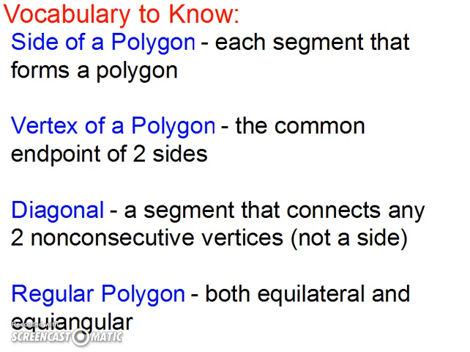Some vocabulary to know. The side of a polygon is each segment that forms a polygon. The vertex of a polygon is the common endpoint of two sides. A diagonal is a segment that connects any two non-consecutive vertices. This means it is not a side. A regular polygon is both equilateral and equiangular. This means that all the sides and all the angles have the same measure.